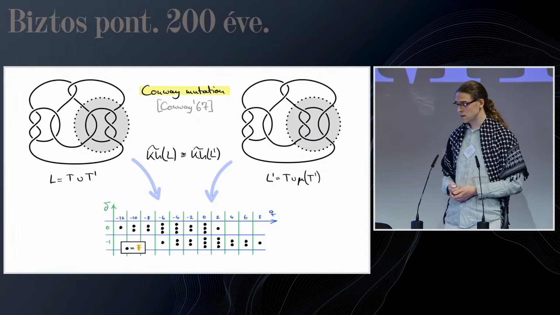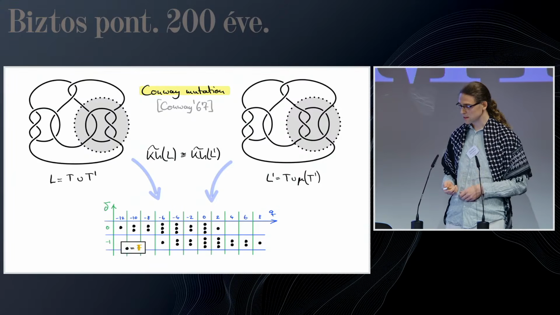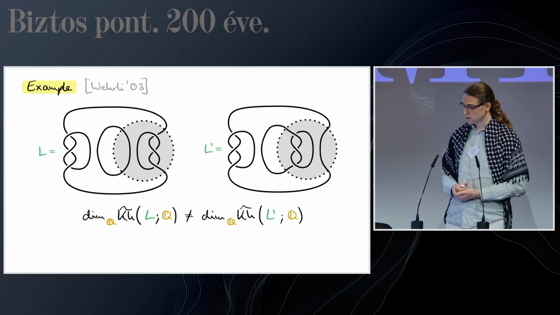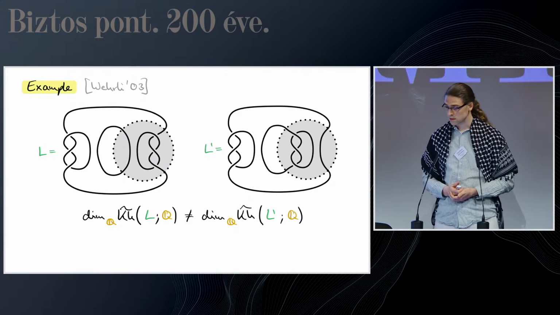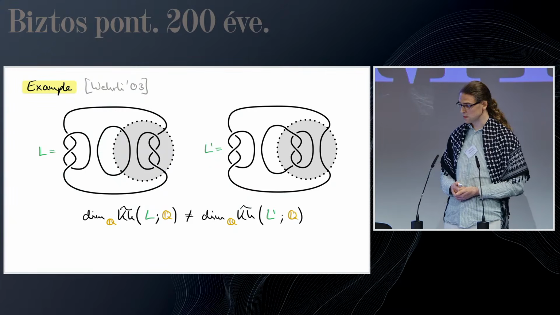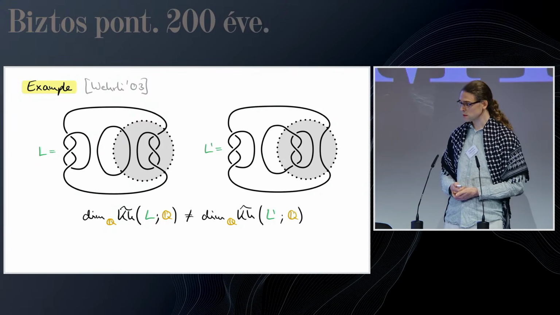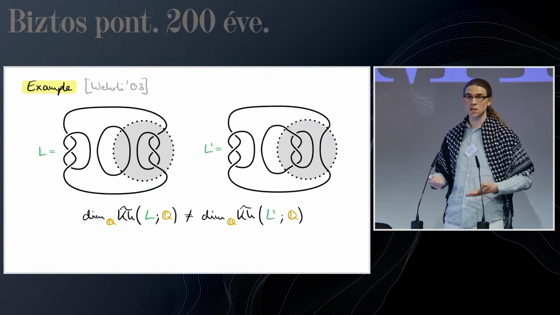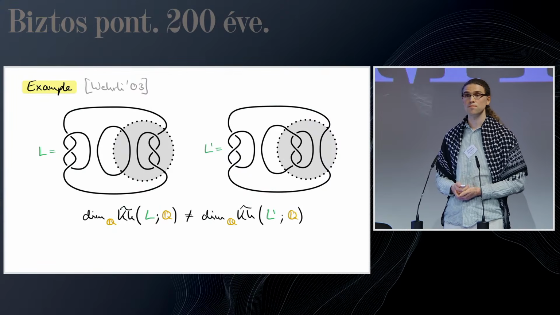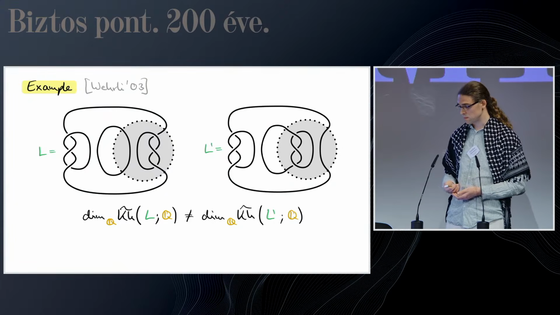But it turns out the story of mutation and Khovanov homology is more subtle, because we had contradictory evidence. Stefan Wehrli in 2003 found a counterexample to mutation invariance. So he found this pair of links that are mutant, and they just have different dimensions if you work over the field of rational numbers.